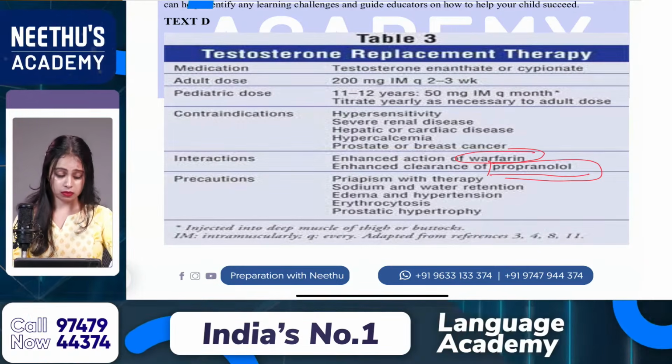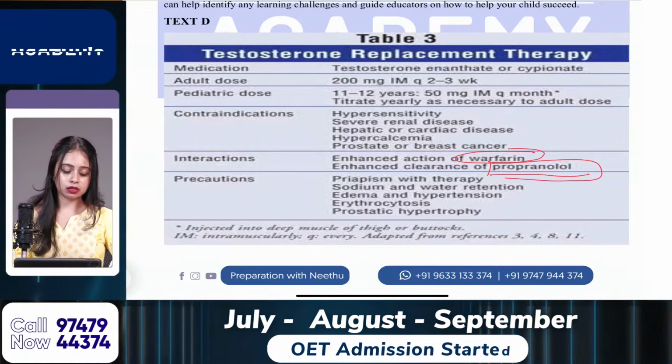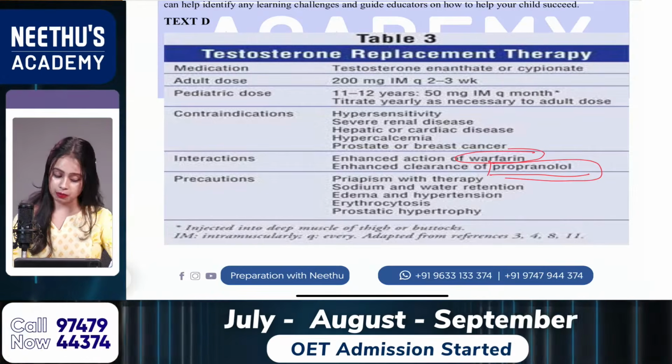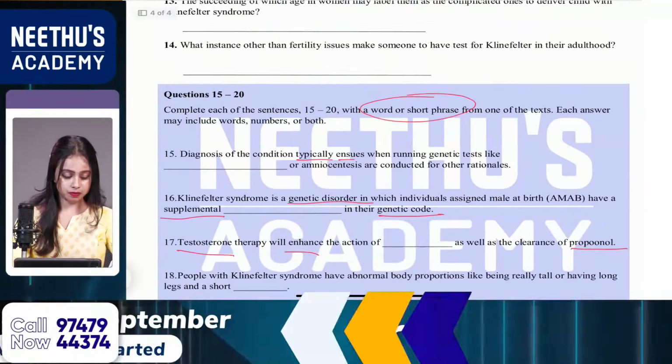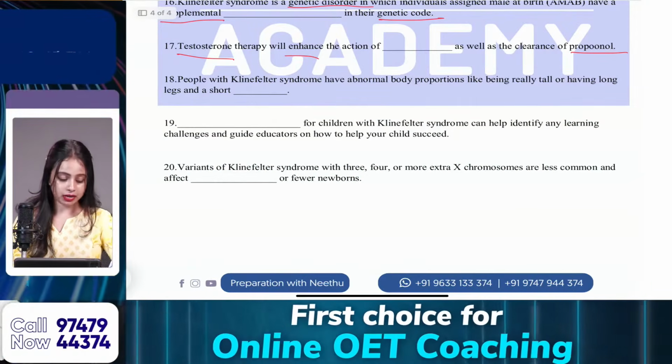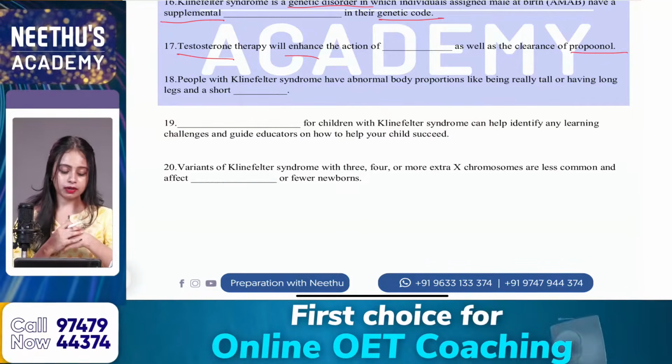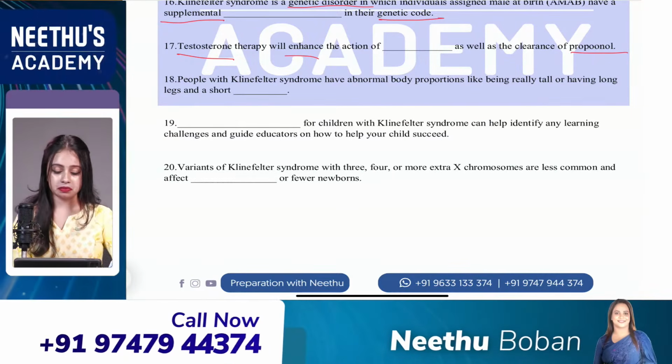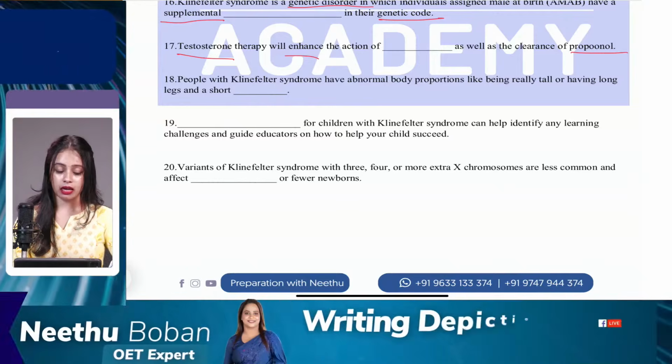Okay, Anjana, very good. Okay, Kirtu, you also got the correct answer. It is from text D. Warfarin should be the correct answer. Okay, Anu, it is warfarin. Okay, Gina, warfarin from text D. Very good. Then, next one.